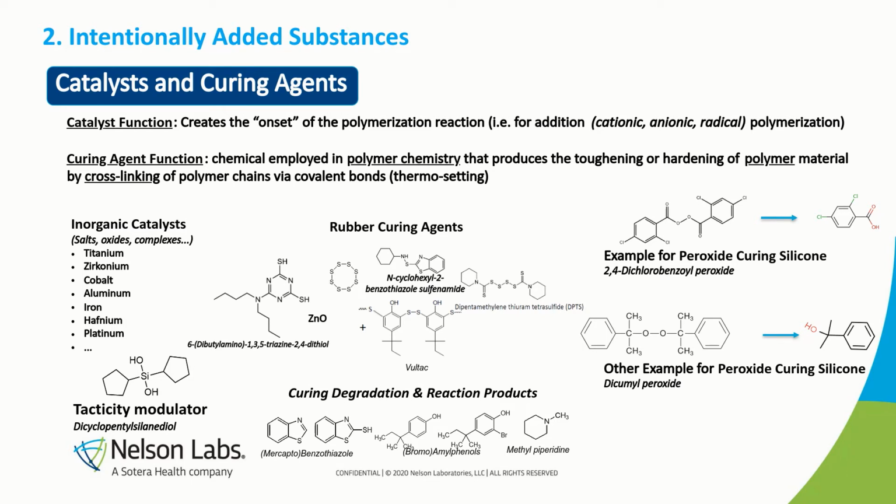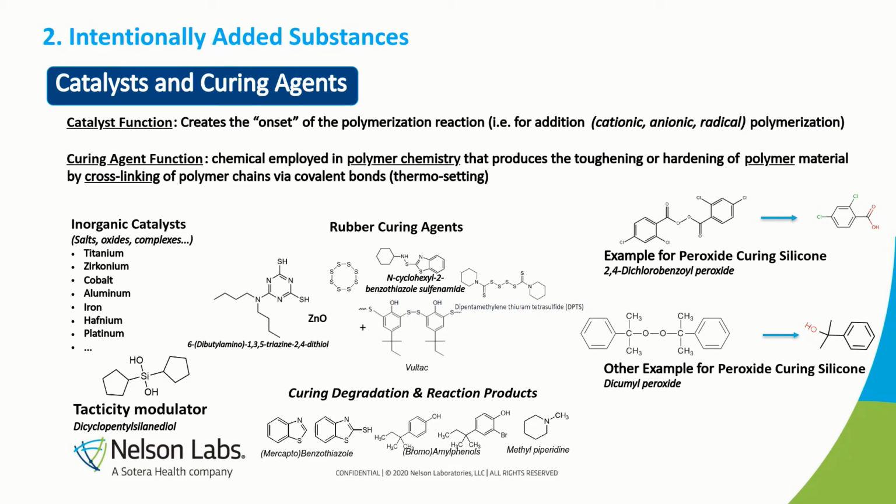Okay, and the last class of intentionally added substances are the catalysts and curing agents. Catalysts give the onset of the polymerization, so it initiates the polymerization. And we see that we have inorganic catalysts, and I have listed some of the metals that you will see. It may be salts, it may be oxides, it may be complexes of those metals. And I also added a tacticity modifier. This is mainly to change, for instance, polypropylene from atactic to syndiotactic structures.